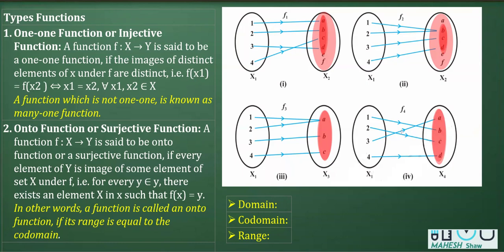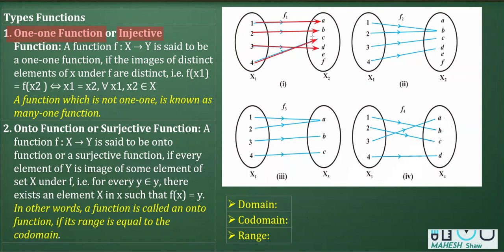So once you have figured out what is domain, codomain, and range, it will be easier for us to understand what is one-one function, also known as injective function. So when we look into the first diagram, we can see that the image of 1 is A, the image of 2 is B, the image of 3 is D, and the image of 4 is C.